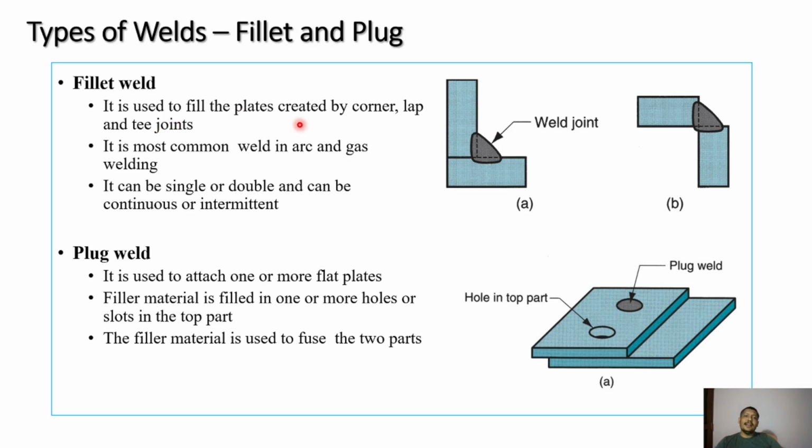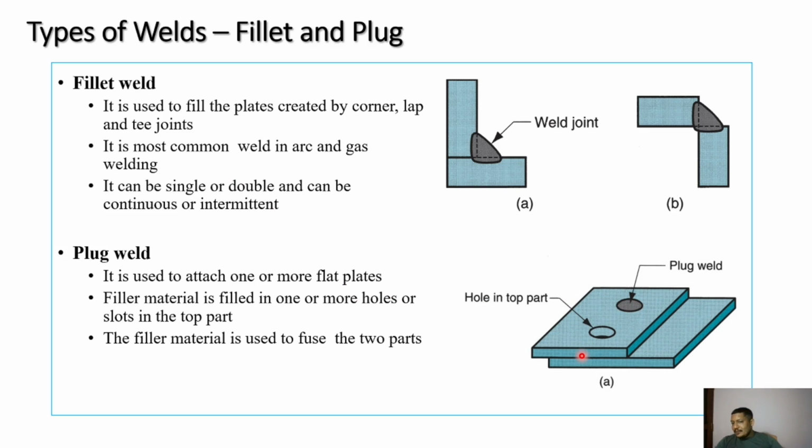So it is used to fill the plates created by corner, lap and T joints. It is the most common weld in arc and gas welding. It can be single or double, and can be continuous or intermittent. The next type of weld we call plug welding.